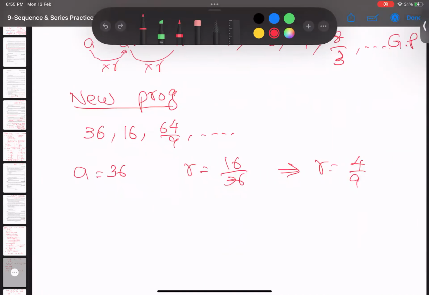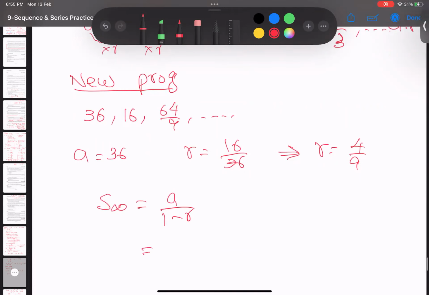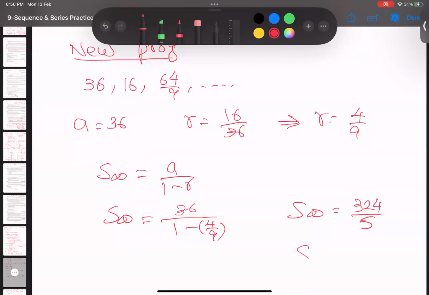Now to find the sum to infinity, a very clear approach: a over 1 minus r. So the first term is 36 and 1 minus 4 over 9. The sum to infinity is 36 divided by 5 over 9, and the answer I got is 324 over 5, or written in decimal form, it is 64.8. Both answers are correct. You can write either form. So alhamdulillahi rabbil alamin, I believe you got it.